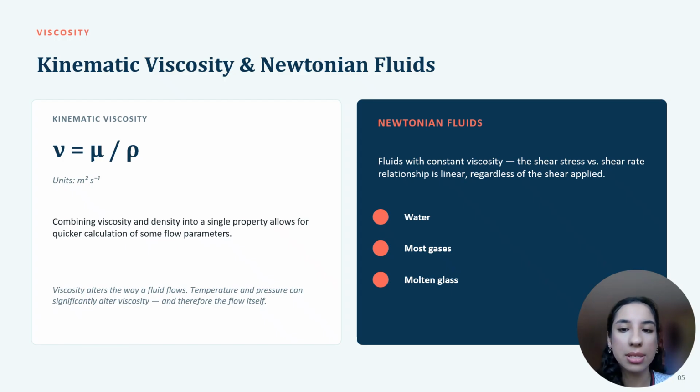Anyways, Newtonian fluids. Now this one is fluids with constant viscosity. On the previous slide we talked about Newtonian fluids and the concept of fluids with shear stress. Where you had that linear graph, we always say that the shear stress versus shear rate relationship is linear, no matter what shear is applied. Now this only applies to some fluids, definitely water, most gases, and molten glass, okay, so there you go.